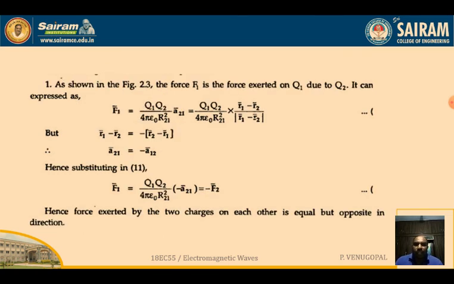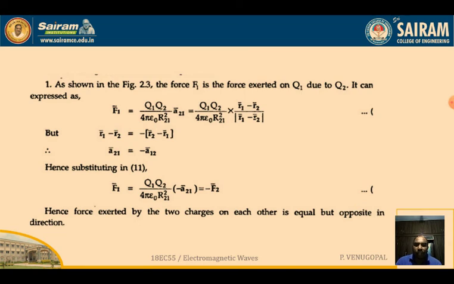Refer to the figure. The force F1 which is exerted on Q1 due to Q2, I already told you, can be expressed as F1 is equal to Q1 Q2 by 4 pi epsilon naught R21 square into A21, which is nothing but Q1 Q2 by 4 pi epsilon naught R21 square into the vector R1 minus the vector R2 divided by the modulus of the vector R1 minus the vector R2.